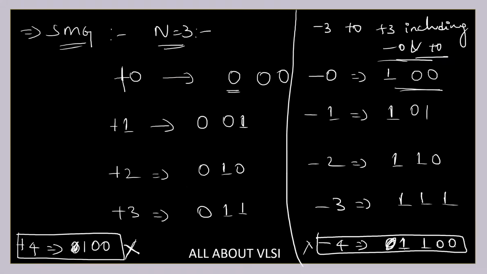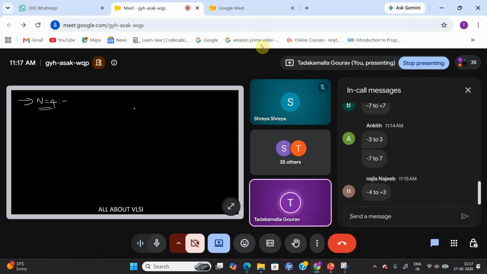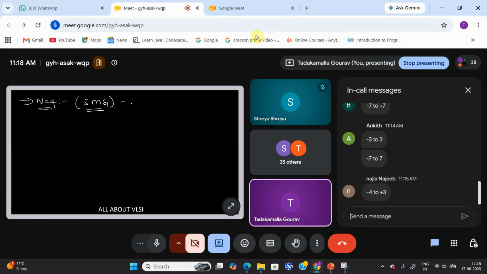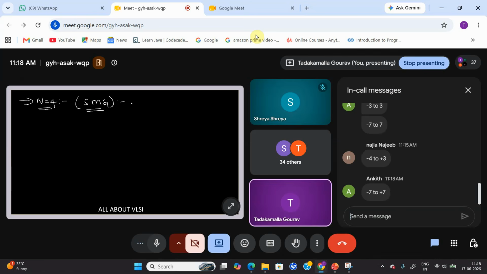Now, let's say I have n equal to 4 bits. Can anyone tell me the range of values which we can represent when n is equal to 4 in sign magnitude format of representation? Waiting for your responses. Minus 7 to plus 7. Okay, I got one response.